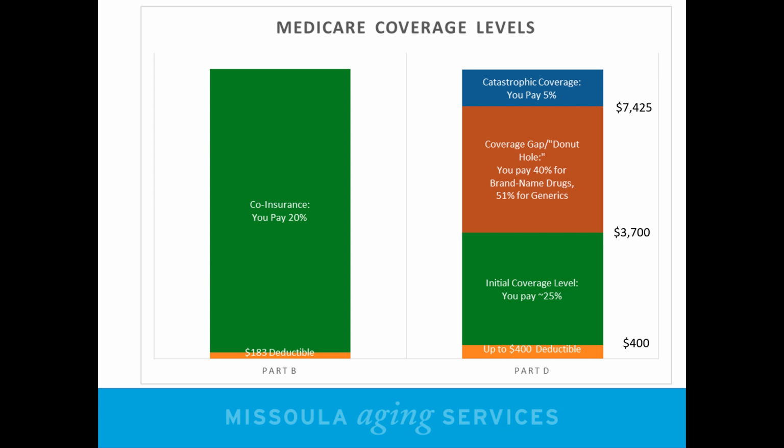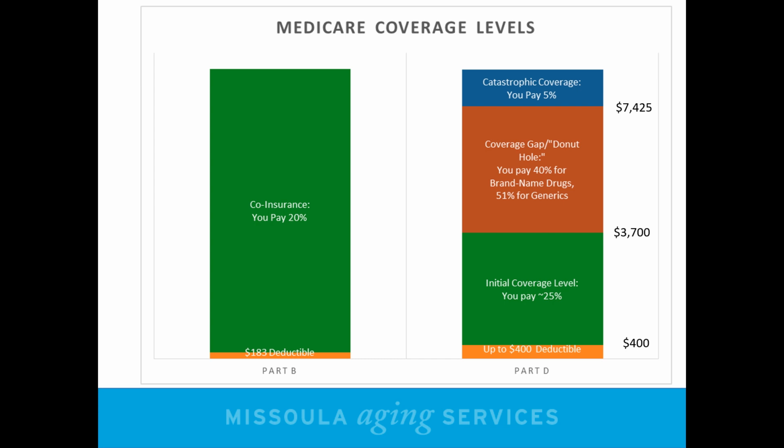So that's where things start to get really expensive. If your prescriptions are so expensive that they hit $7,425, at that point you only pay 5%. Medicare pays the other 95%.